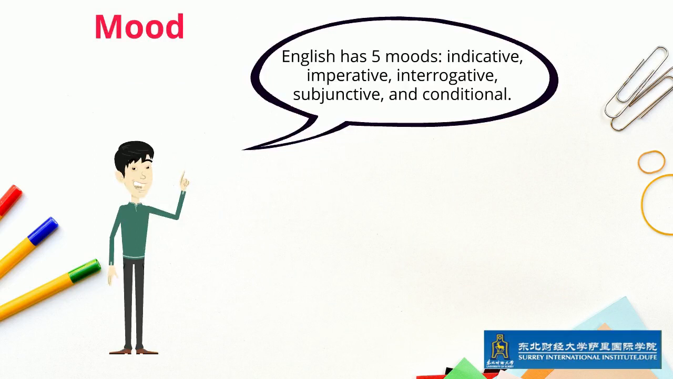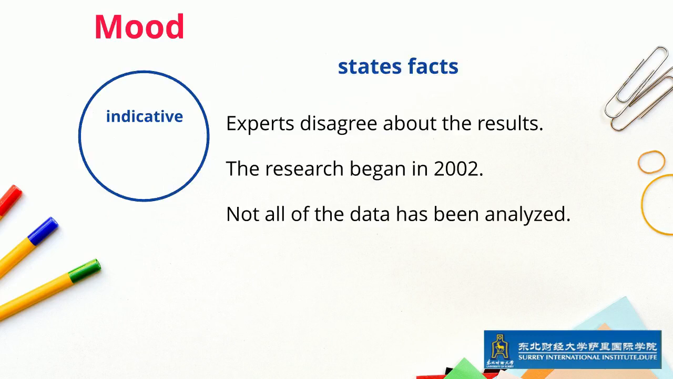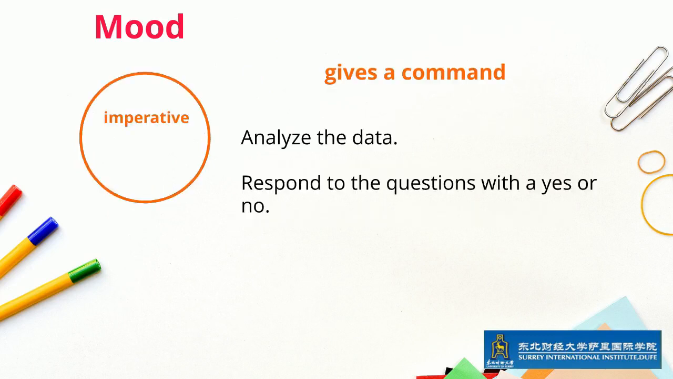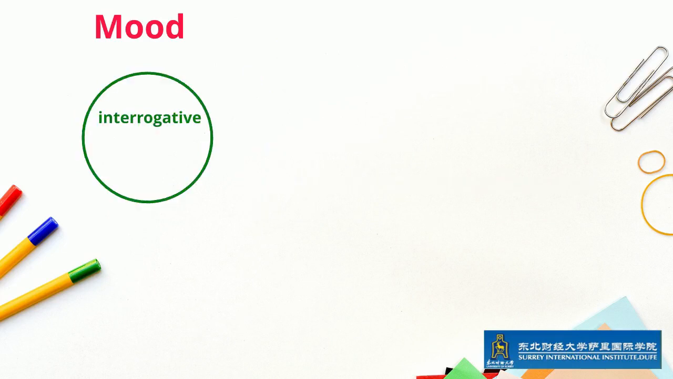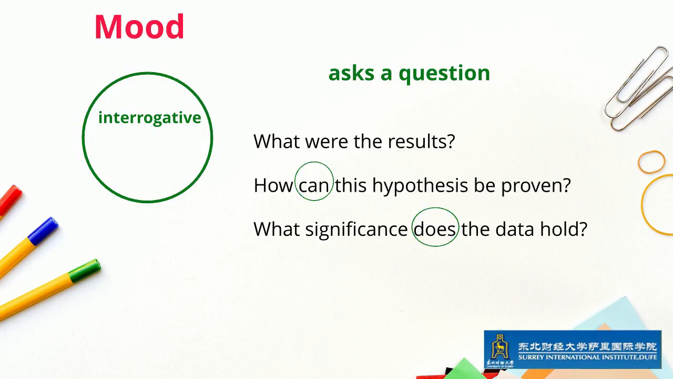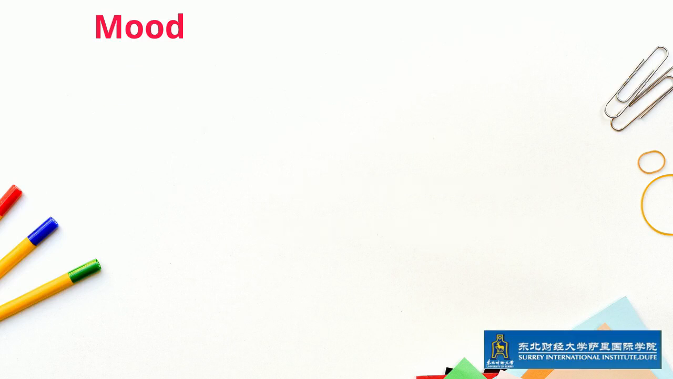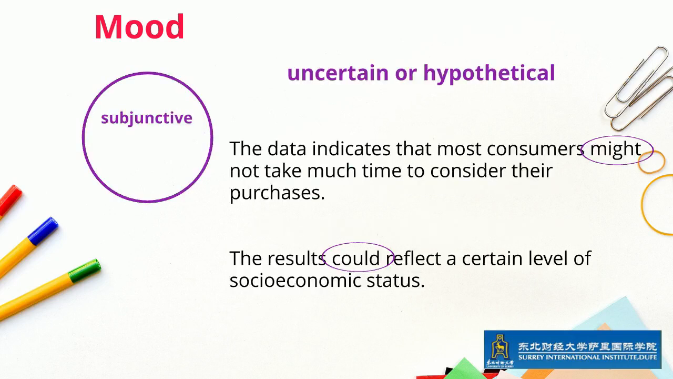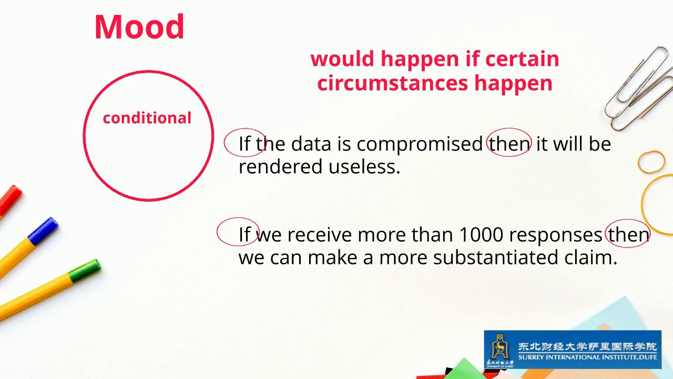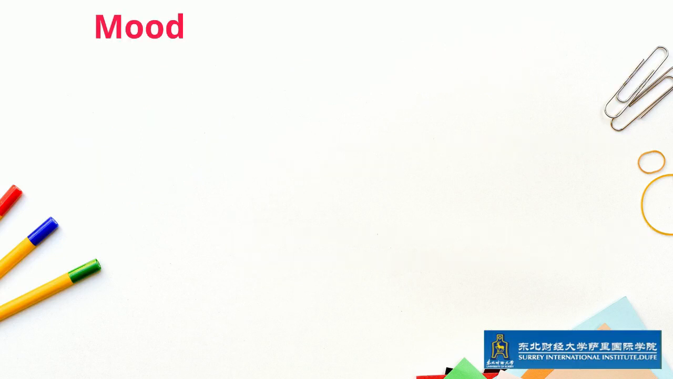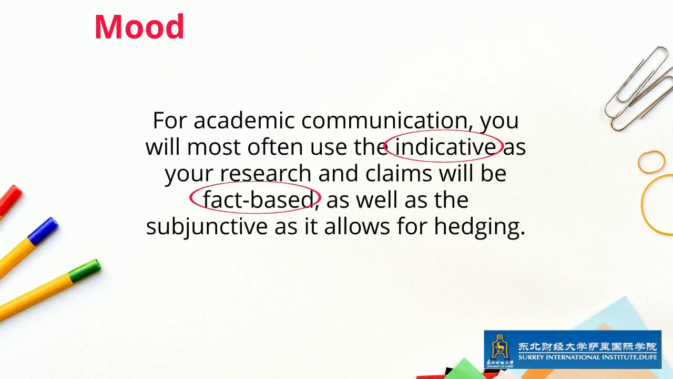The mood of the verb demonstrates the attitude of the writer or speaker. Indicative is a fact. You would use only the verb. Imperative is a command. There will be no subject. Interrogative asks a question. You often need a modal like do or can. Subjunctive expresses hypothesis. Uses a modal often like could, would, or should. Conditional is connected to another factor. If, then. In academic communication, you will most often use indicative mood to express facts, as well as subjunctive to convey hedging.